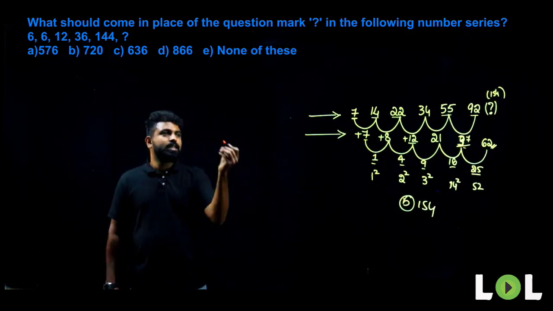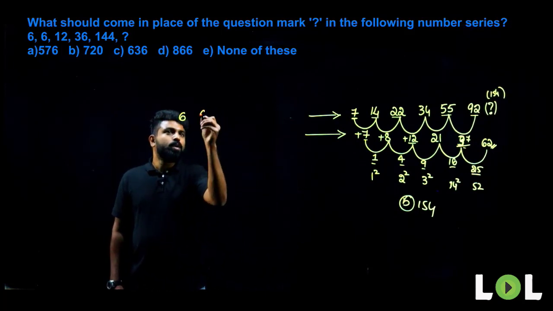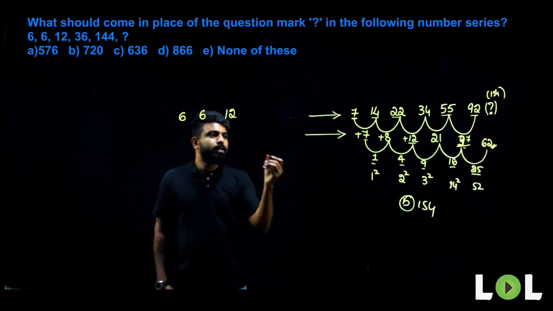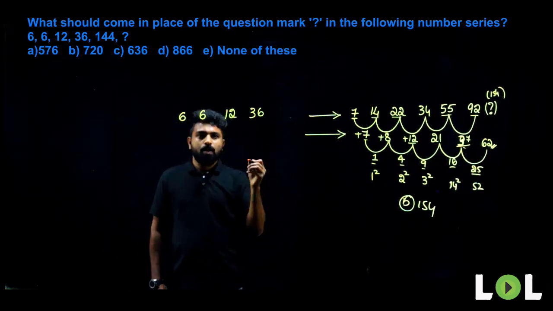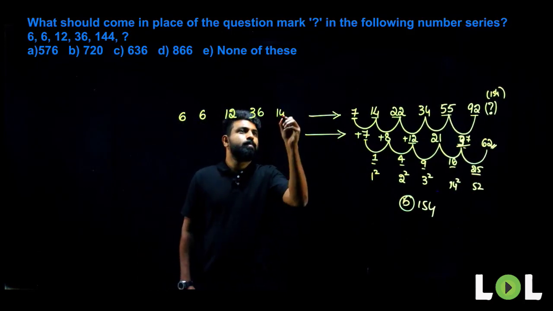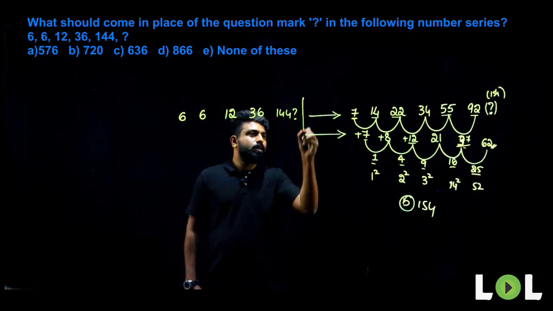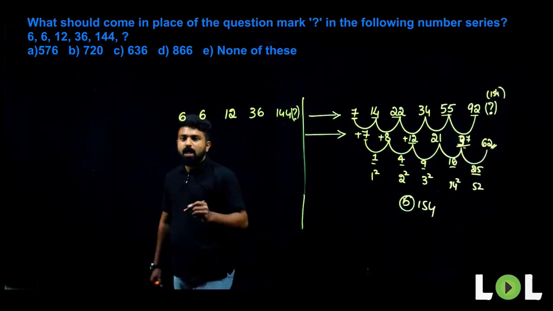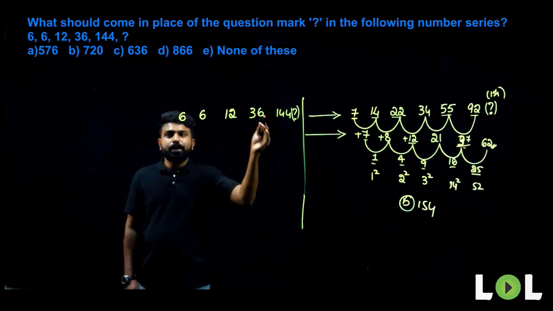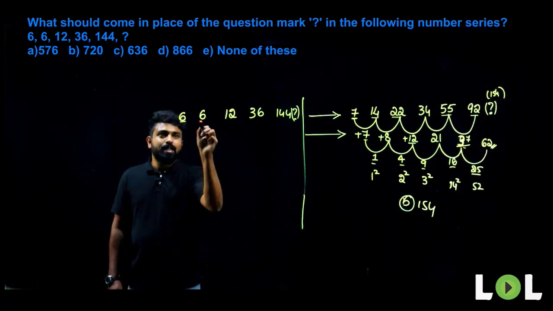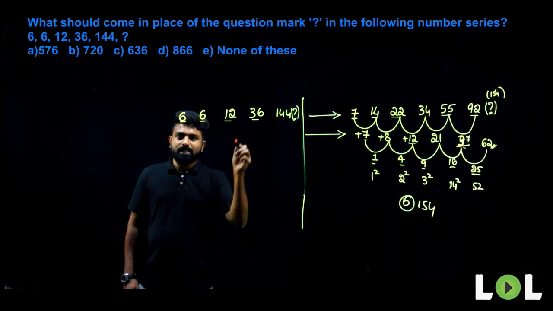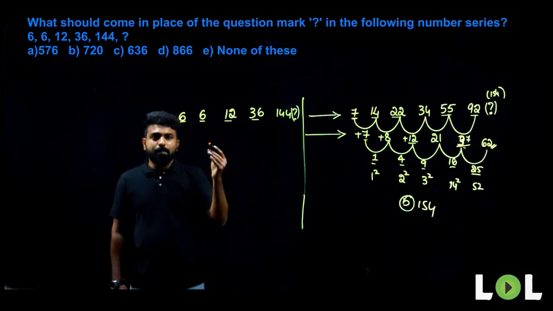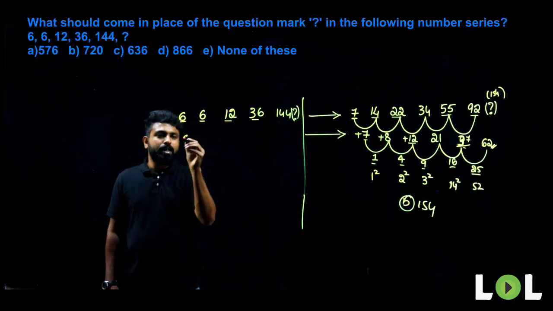The series is 6, 12, 36, 144 and a question mark. So this is also a question on missing terms. Now let us see. When you look at the series, what can you tell? 6, there is another 6, 12, 36. They are all nothing but the multiples of 6 here. Now let me write it down. 6.